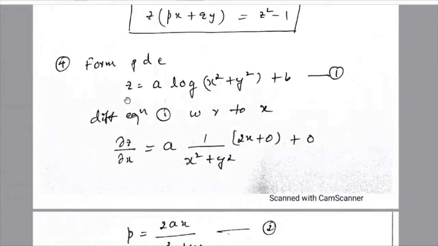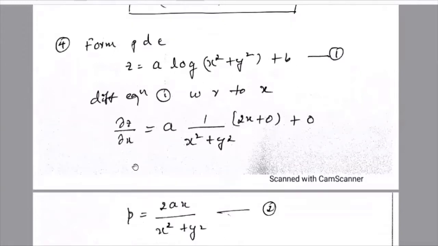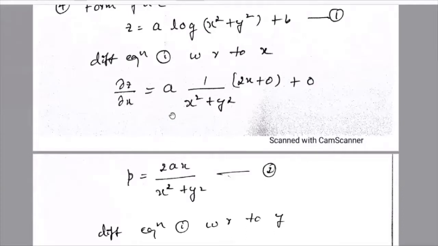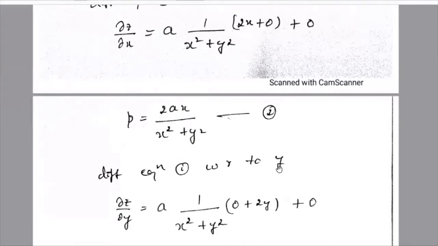Form the PDE if z is equals to a into log of x square plus y square, plus b. Here the constants are a and b. Now we have to eliminate these two and form a differential equation. So again differentiate with respect to x: dou z by dou x, a is a constant, log of x square plus y square derivative is 1 by x square plus y square, into the x square derivative 2x, y square derivative is 0, and derivative of b will be 0. So this dou z by dou x is p, and here it becomes 2ax by x square plus y square. Differentiate equation 1 with respect to y.